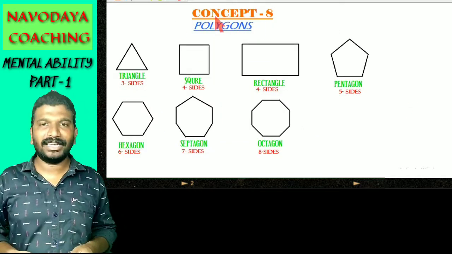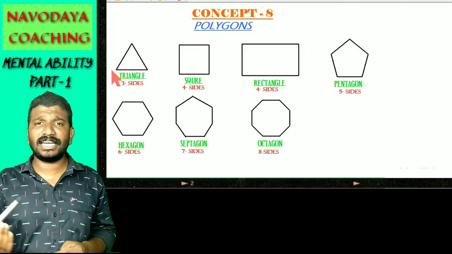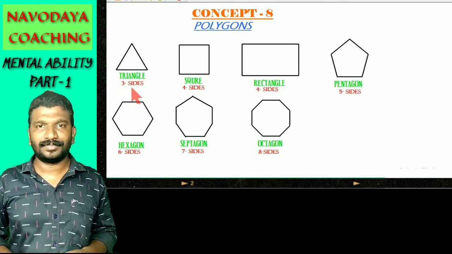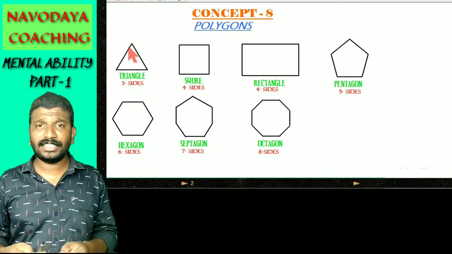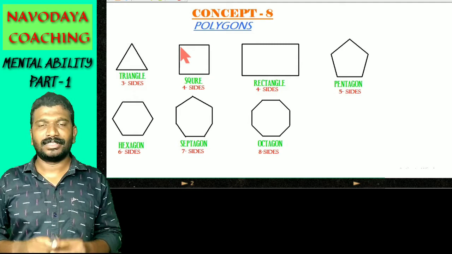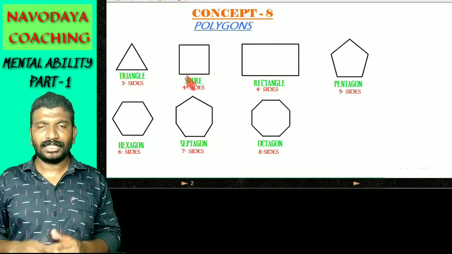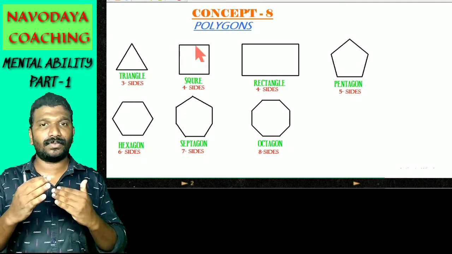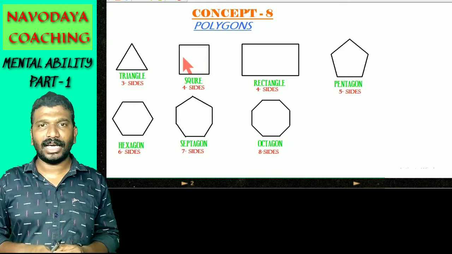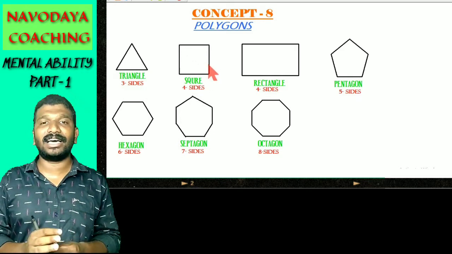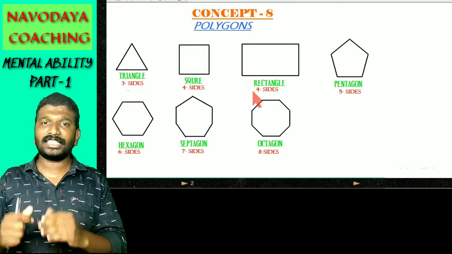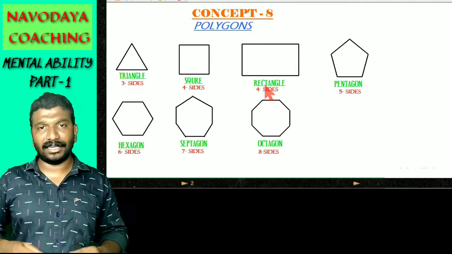Next, concept number 8, polygons. Here we are studying about 7 different types of polygons. First one, triangle. First figure is triangle. It is made with 3 lines. It has 3 sides. Second one is square. Second figure is made with 4 lines. It has 4 sides. The 4 sides are equal length and also the 4 angles are 90 degree. That is a square.